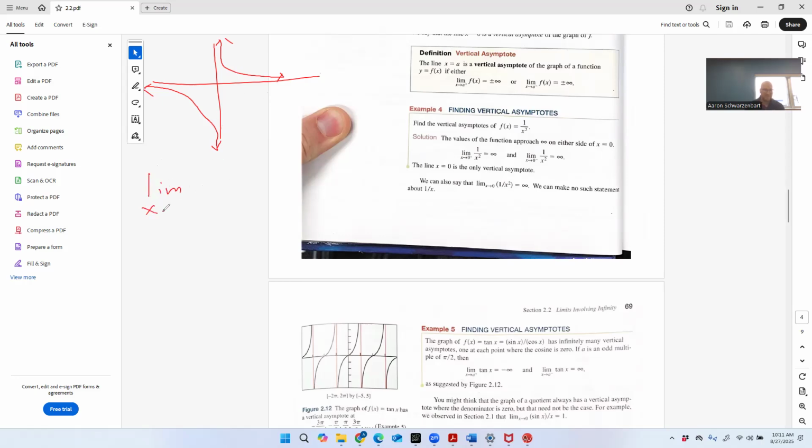But my limit as x approaches 0 from the left, I'm going to call this g of x, which is simply 1 over x, is negative infinity. My limit as x approaches 0 from the right of g of x, as I go from the right, I'm curving up towards positive infinity.